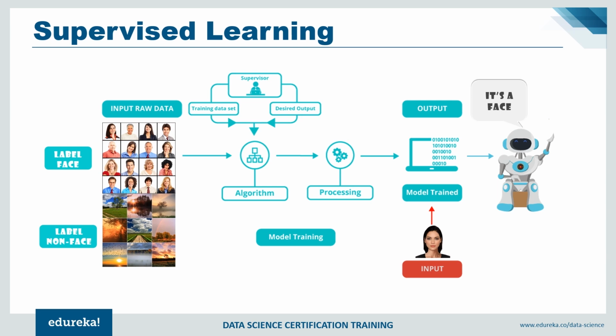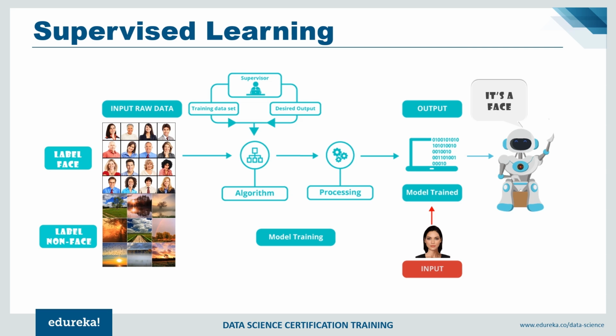So if we take the case of object detection, or face detection, I would rather say. First of all, what we do is input the raw data in the form of labeled faces. Again, it's not necessary that we just input faces to train the model. What we do is input a mixture of faces and non-faces images. As you can see here, we have labeled faces and labeled non-faces. What we do is provide the data to the algorithm.